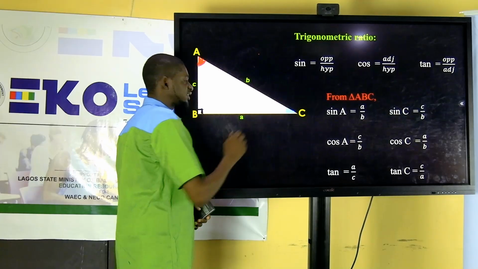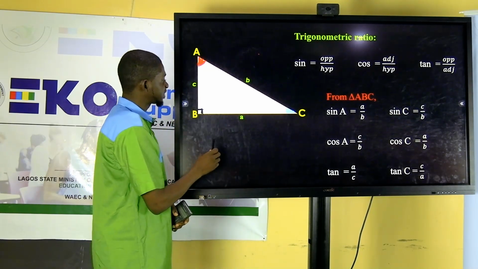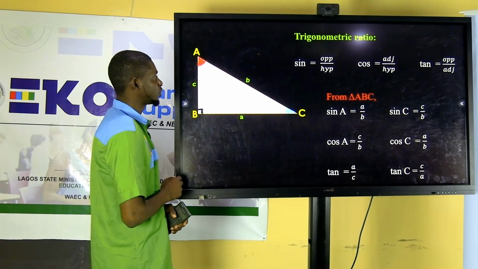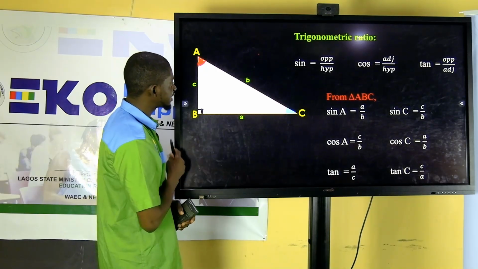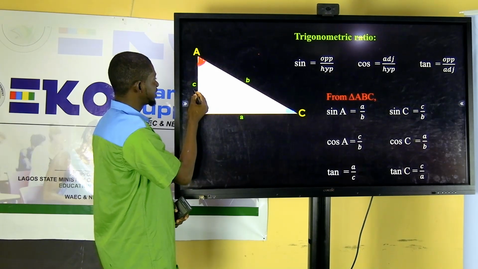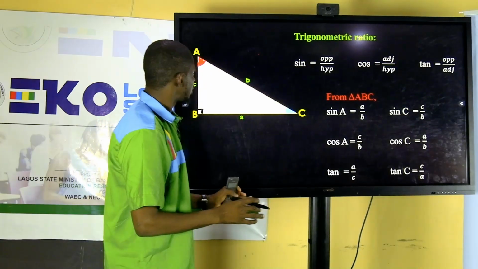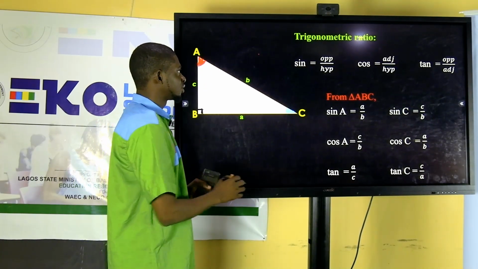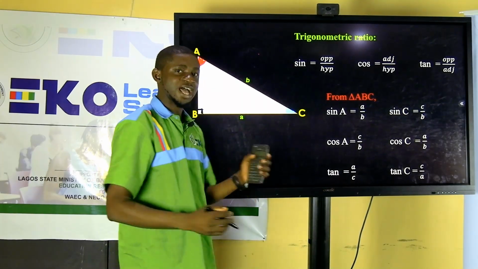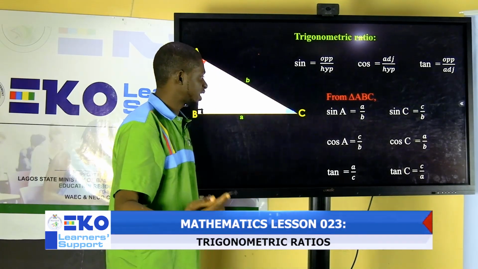If it is cos C that we are interested in, cos of angle C is going to be adjacent, which is A over B, the hypotenuse. If it is tan C, it's going to be the ratio of side C to side A. And that is the basic understanding of trigonometric ratio. Sine is opposite to hypotenuse, cos is adjacent to hypotenuse, and tan is opposite to adjacent.